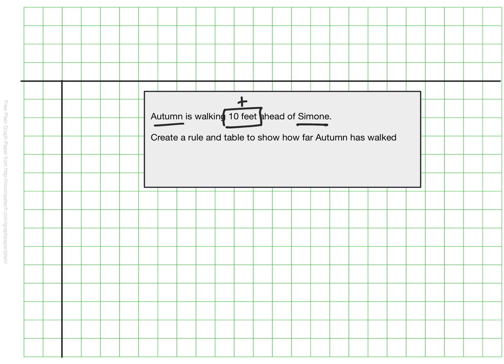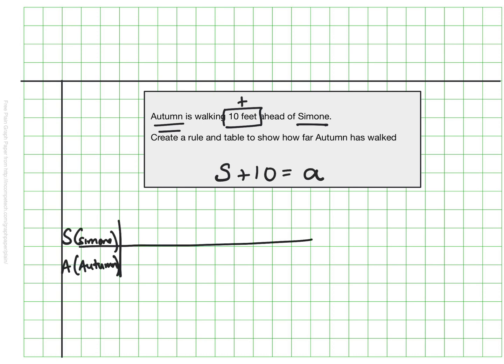And that will tell us how far Autumn has walked. So I'm going to write S. I'm going to try and make this not look like a 5. S plus 10 will tell us how far Autumn has walked. And we'll use this to fill out our table.